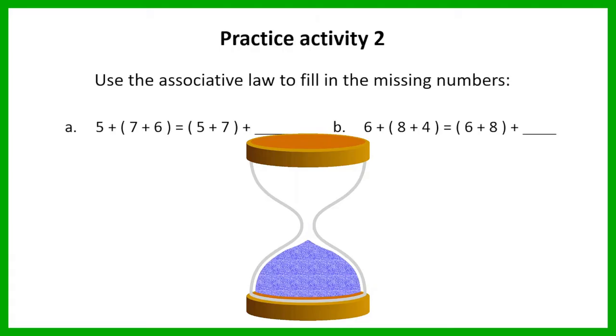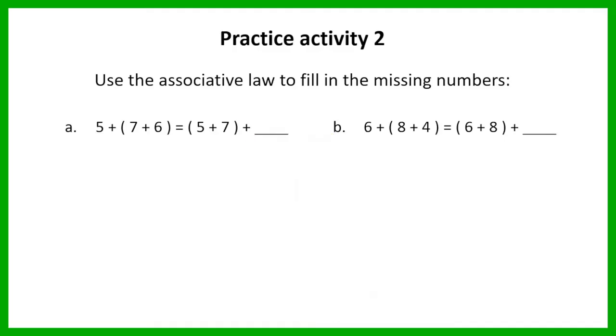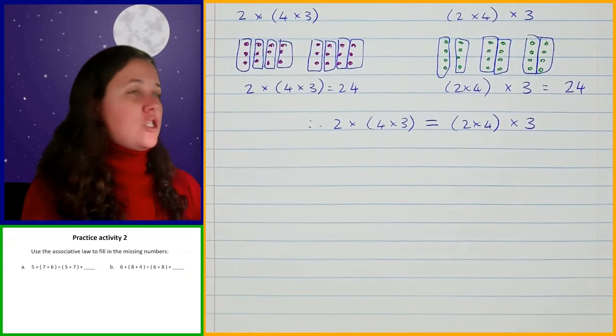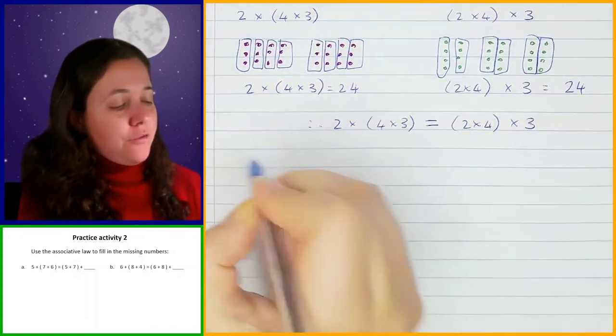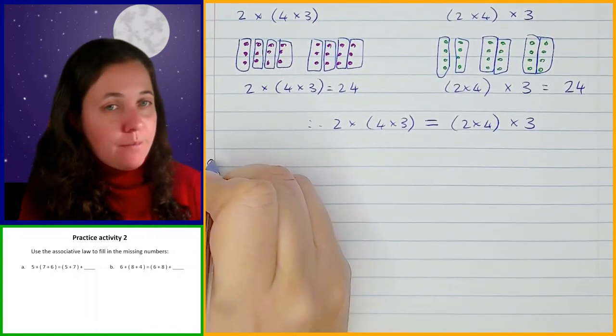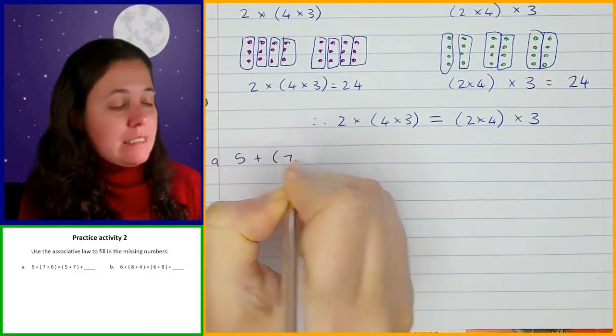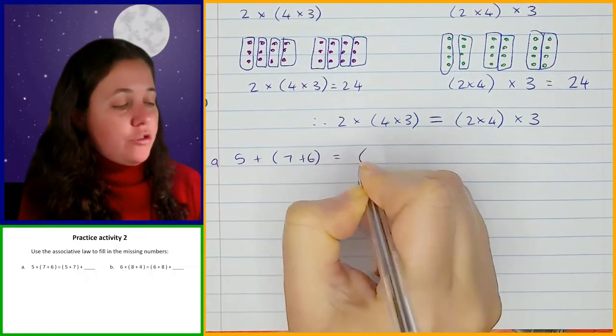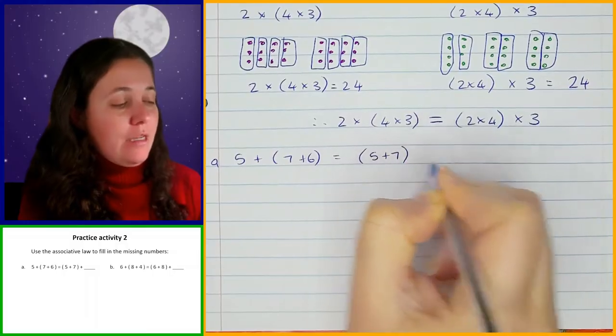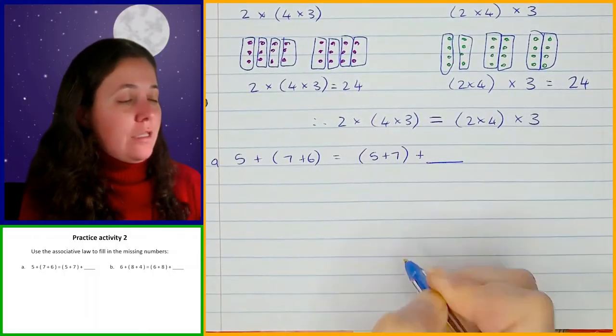Okay, you should hopefully be done with that by now. So let's go through that quickly. So in this one, we had 5 for question A. We had 5 plus in brackets 7 plus 6 equal to in brackets 5 plus 7 plus, and then you had to fill in the missing number.